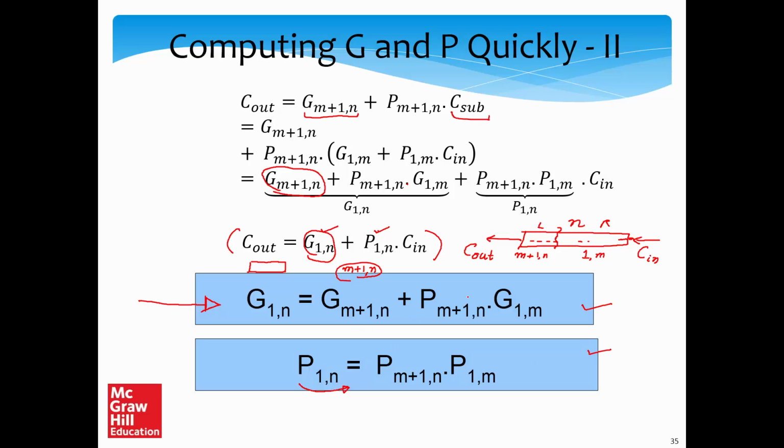So the take home point here is that the generate function for the entire block is essentially the generate function of the n minus m left bits ORed with the propagate function of the n minus m left bits ANDed with the generate function of the m right bits, and the propagate function for the entire n-bit block is essentially the AND of the propagate functions of the individual subblocks.